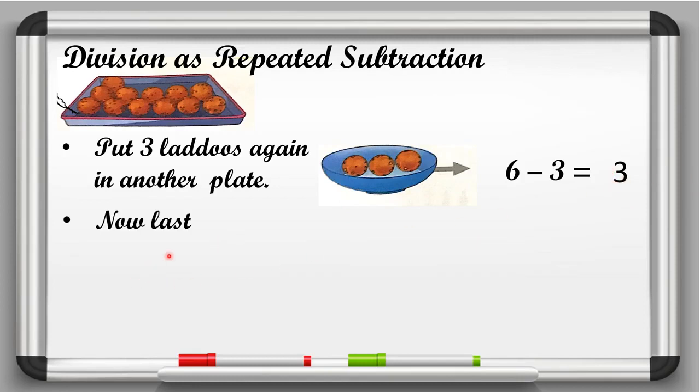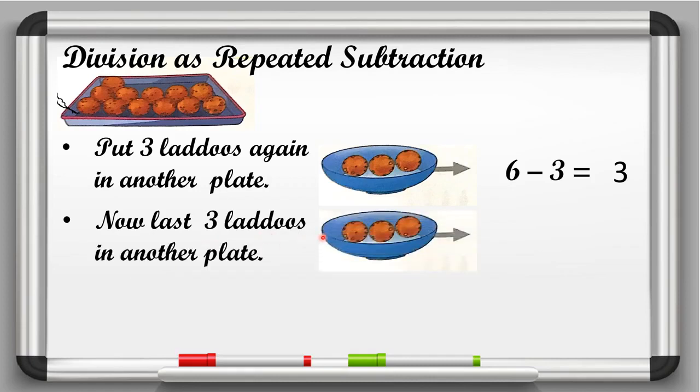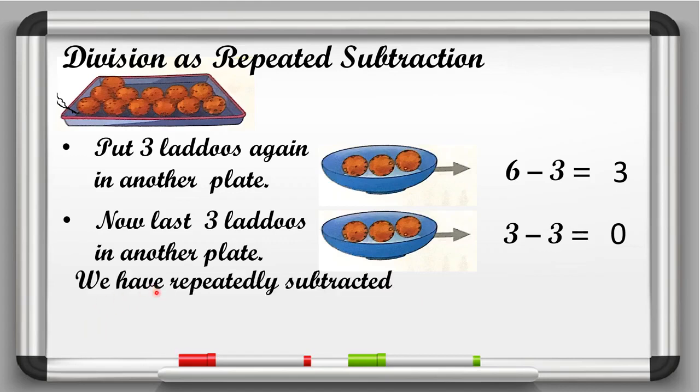We will put these 3 laddus in another plate like this. So 3 minus 3 is equal to 0. So beta, we have repeatedly subtracted 3 from 12. We subtracted 3 again and again, from what? From 12. First we subtracted 3 from 12. We have 9 left, then 9 minus 3 is 6, 6 minus 3 is 3, and 3 minus 3 is 0.